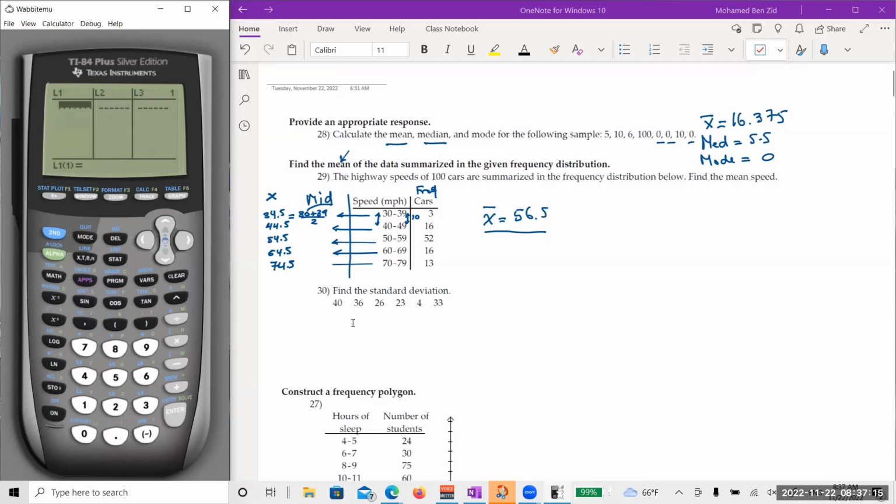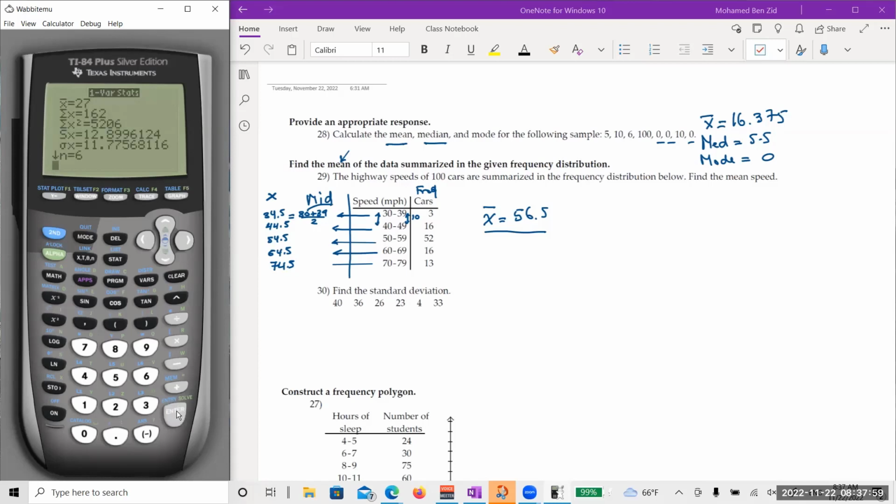So you're going to enter the numbers, find the standard deviation. You're going to put 40, enter, 36, enter, 26, enter, 23, enter, 4, enter, and then 33. All right. And once we get the first column filled up, we're going to go back to stat. You're going to go to calculate the first one, 1-Var Stats, and L1 should be fine. However, L2 should be empty right now. So you clear L2. And then you're going to go to calculate.